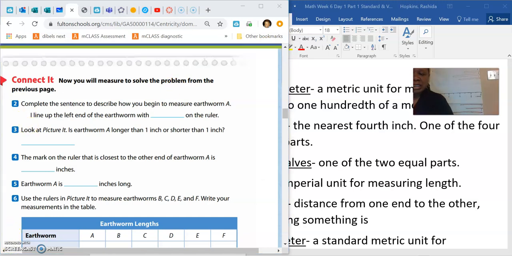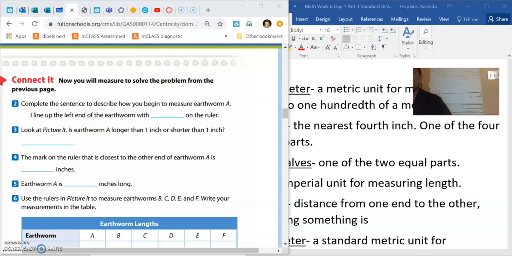So number 3, picture it. Is earthworm A longer than 1 inch or shorter than 1 inch? So if we looked here, is earthworm A longer than 1 inch? And here's your 1 inch mark. Or is it shorter? And earthworm A actually stops here. So on that line, you should definitely be putting longer.